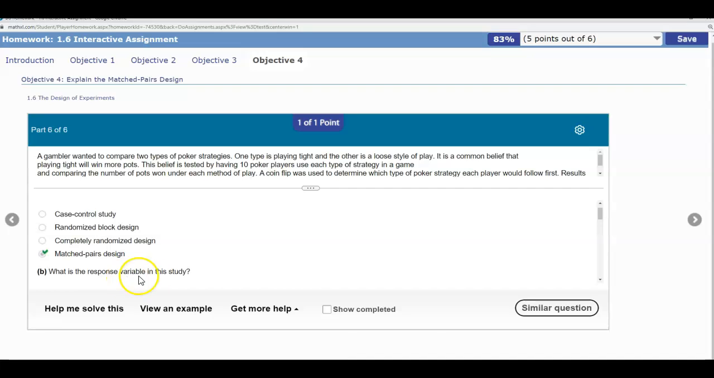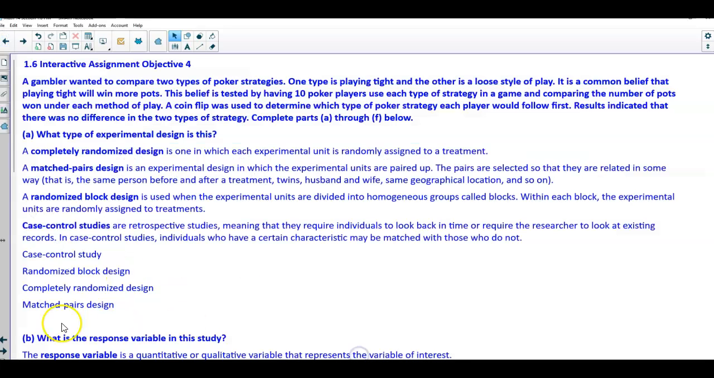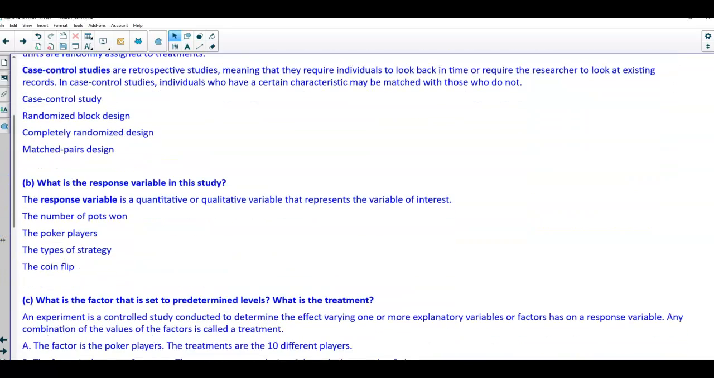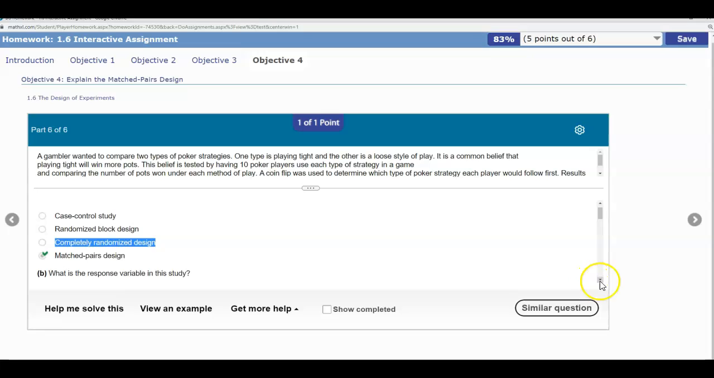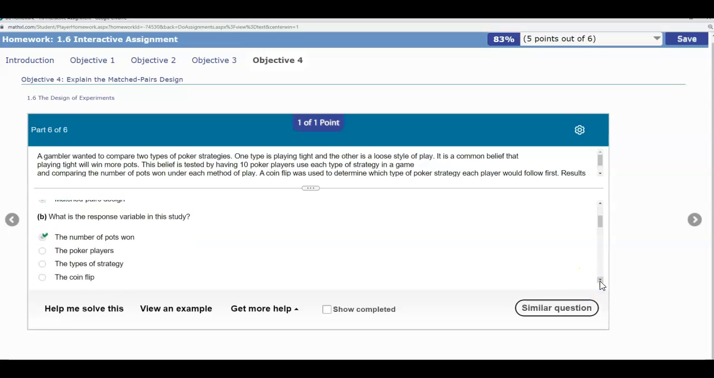Next question, what is the response variable in this study? Remember, the response variable is a quantitative or qualitative variable that represents the variable of interest. In this case, we want to know the number of pots won. So therefore, the response variable is the number of pots won.